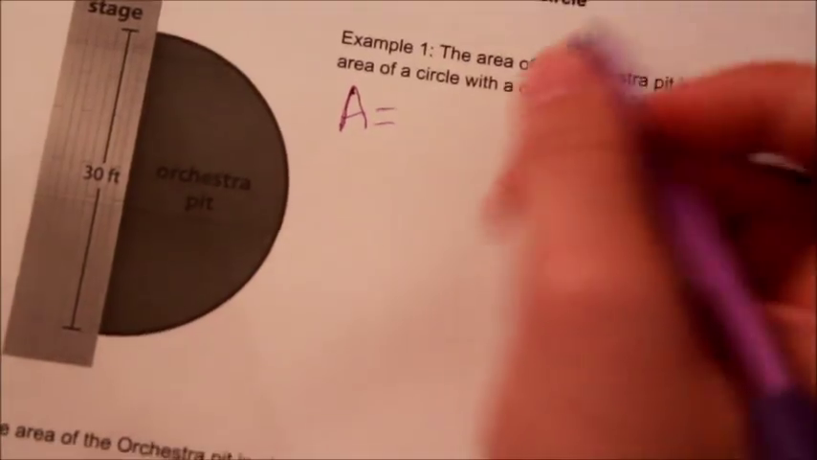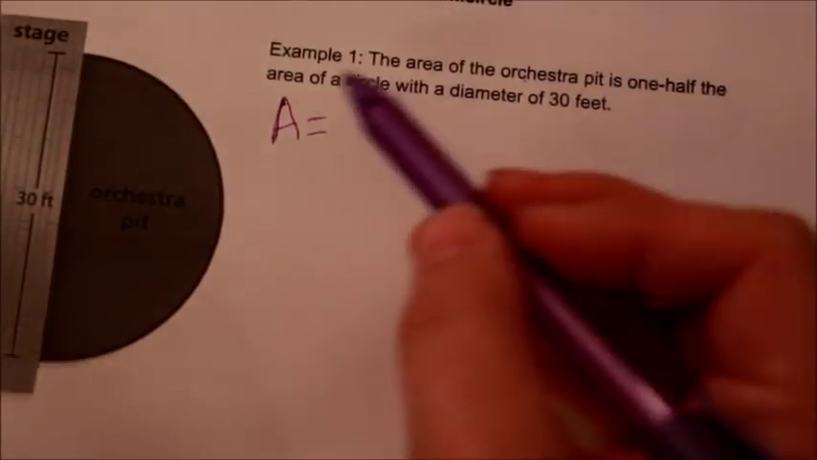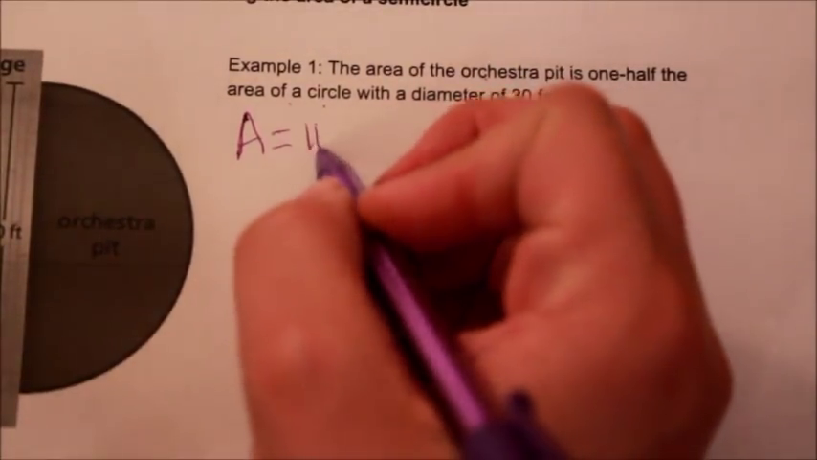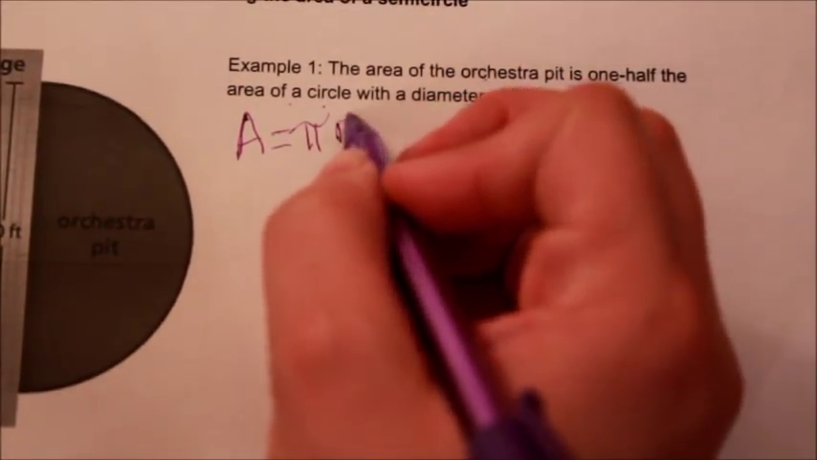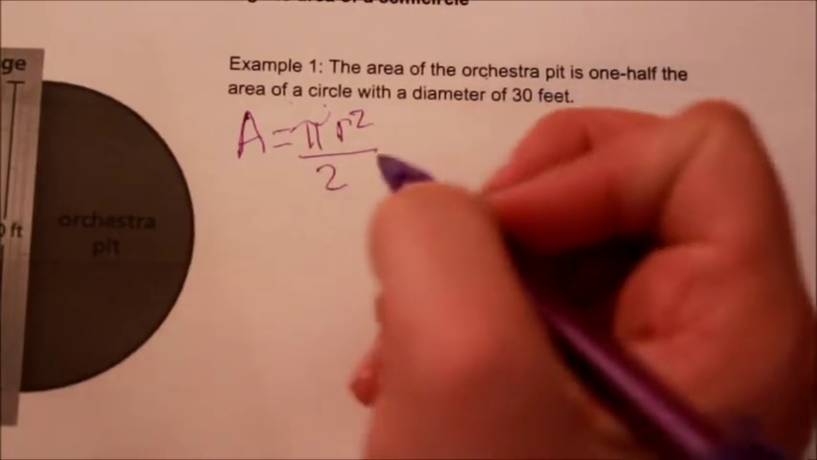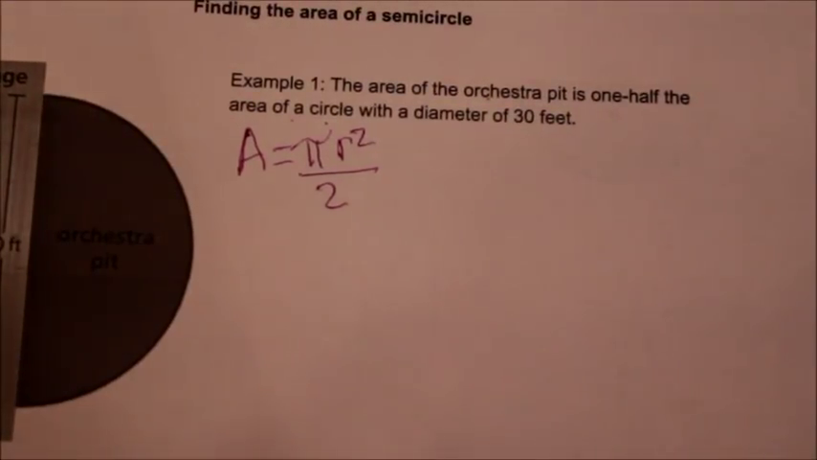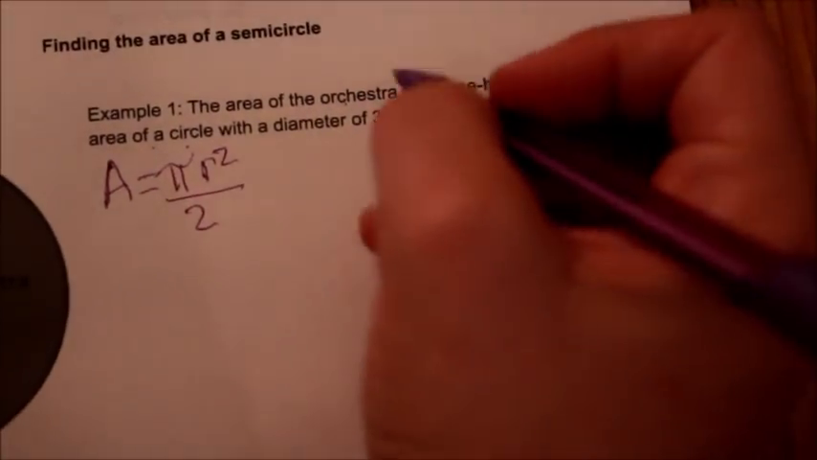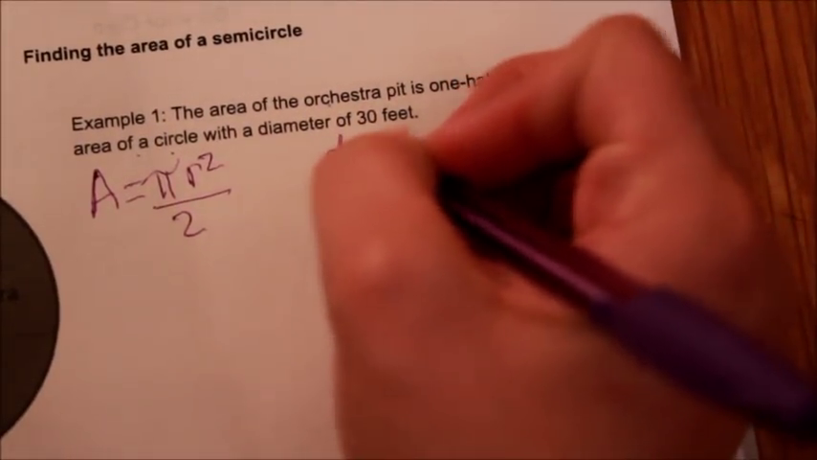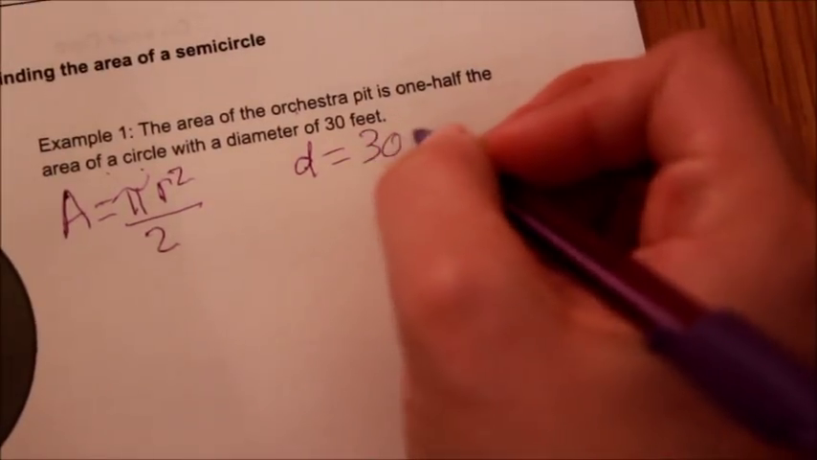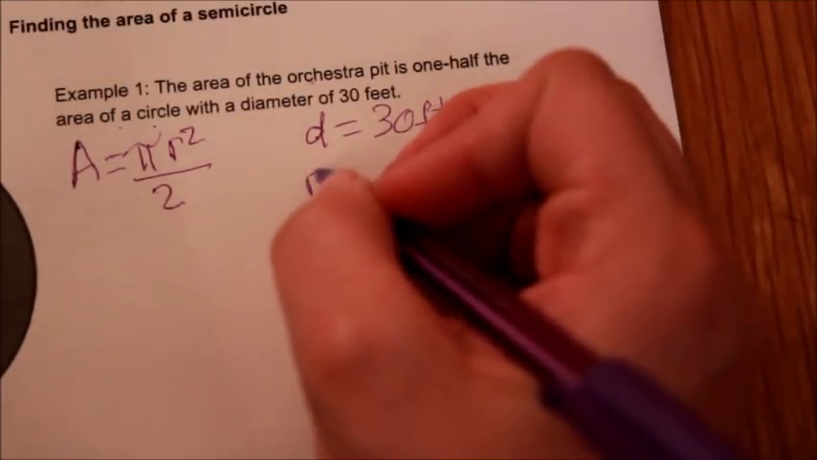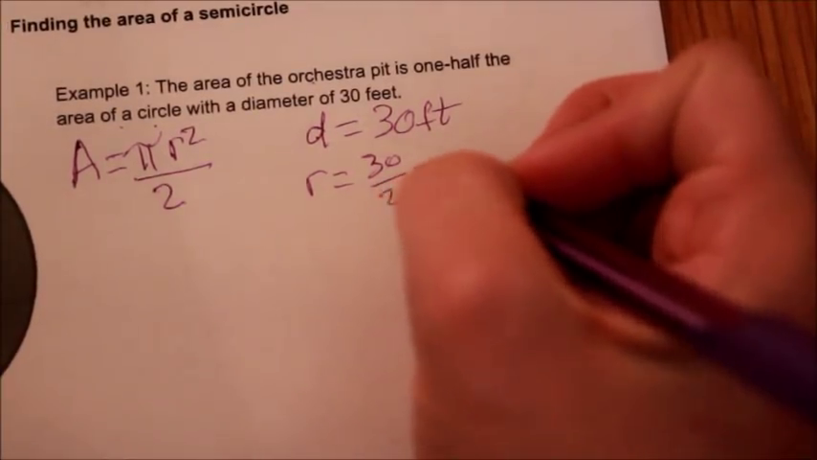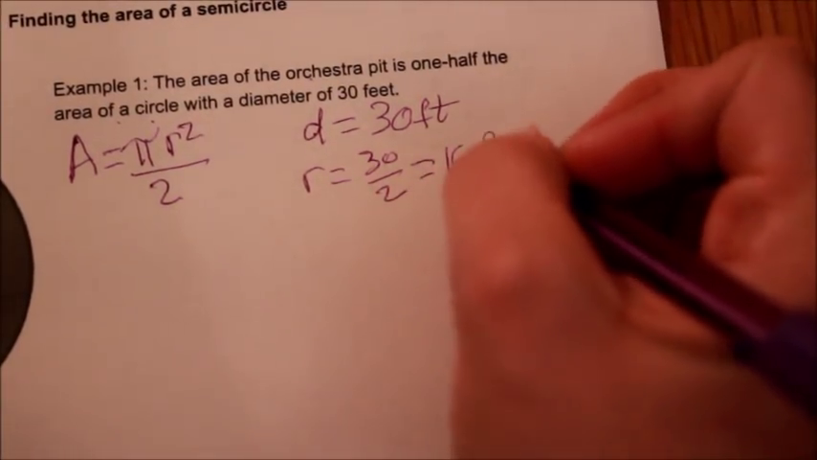A equals, so the area of the orchestra pit is 1/2 the area of the circle with a diameter of 30 feet. So A equals pi times radius squared divided by 2. So we have our diameter, which equals 30 feet. We want to know our radius, which is going to be 30 divided by 2 feet, which is going to be 15 feet.